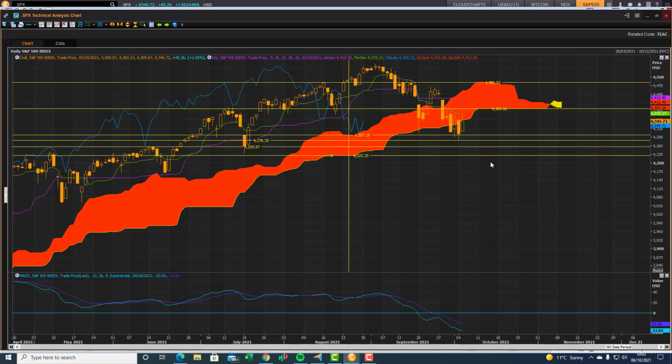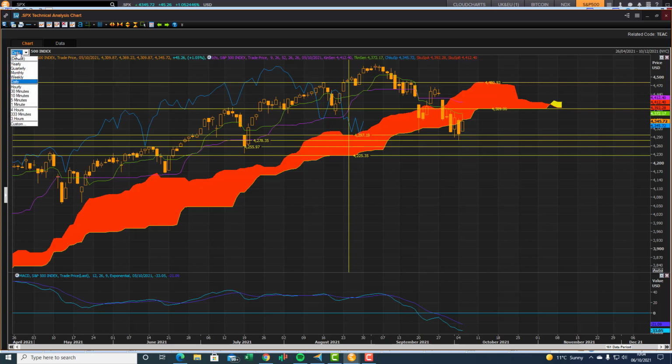So it will be interesting to see if support's going to come in around this zone between 4297 and 4278 and 4255. If the market's very weak, we can see 4225 within the next week or so. But it will be interesting to see if we're going to get a rebound after this kind of correction here.